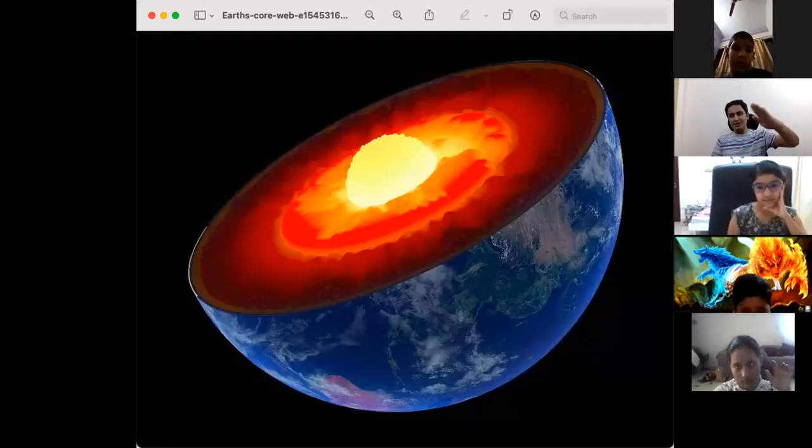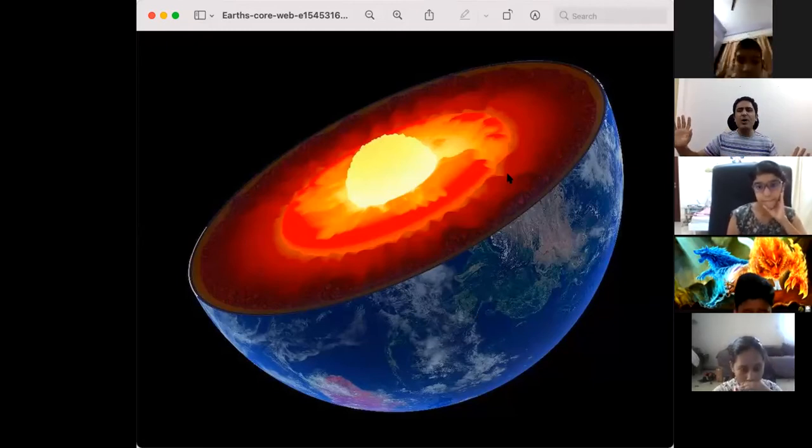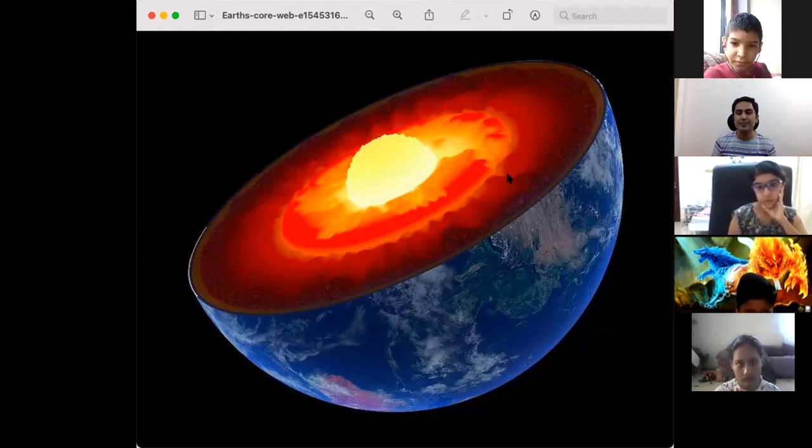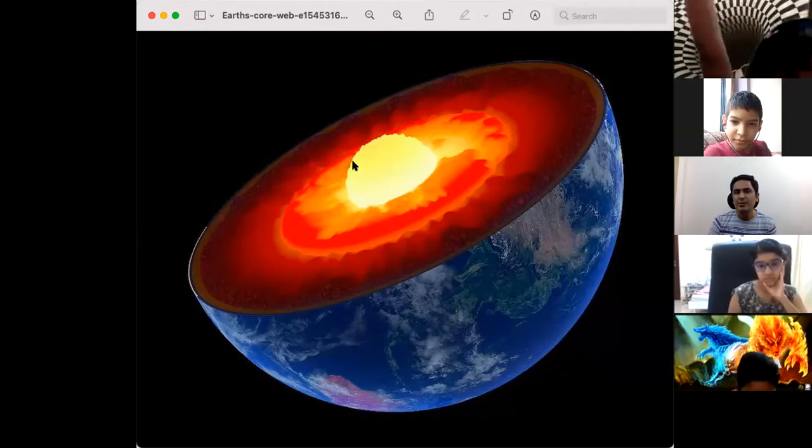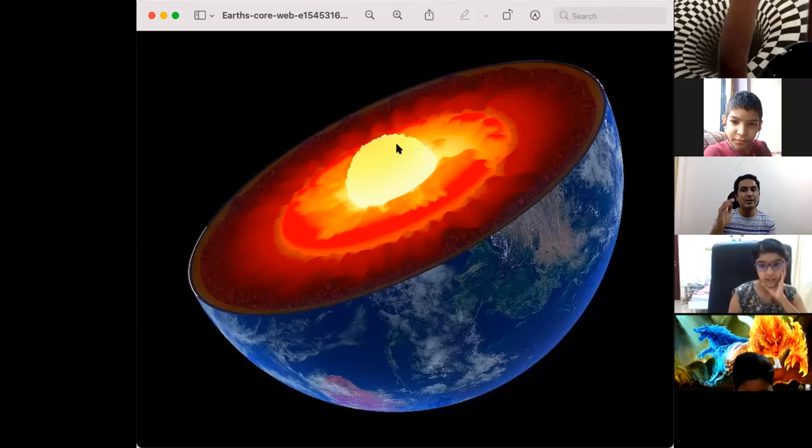See, this is the cross section of Earth. If you cut the Earth from the middle, it will look like this. And it is immensely hot, thousands of degrees of temperature. Okay. So now, this small portion, do you see this small yellow portion? That is the inner core of the Earth. This small yellow portion is the inner core.